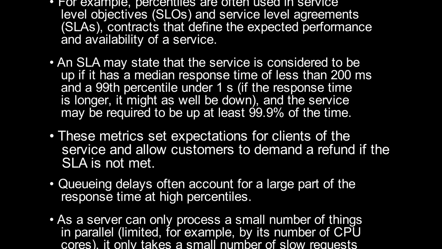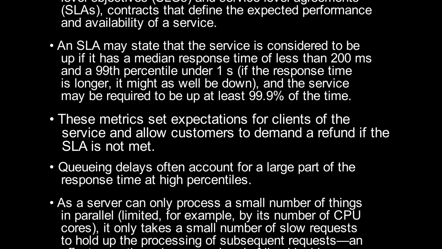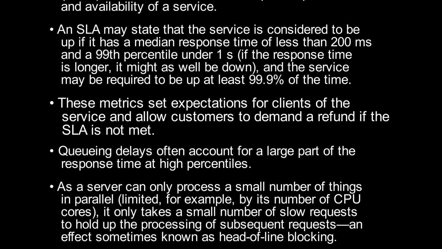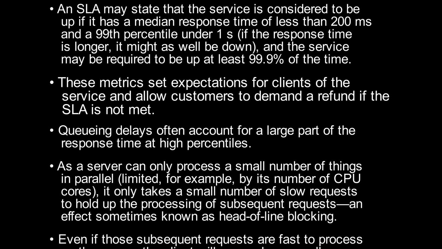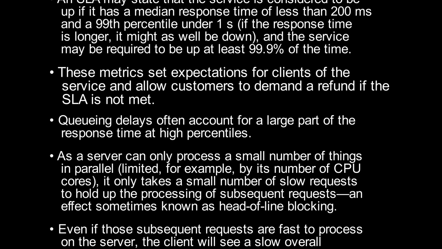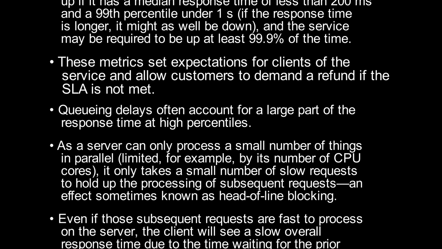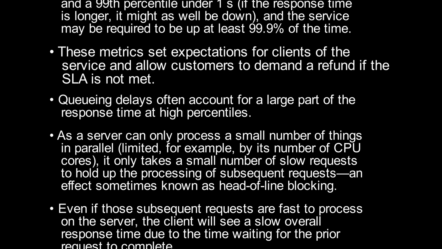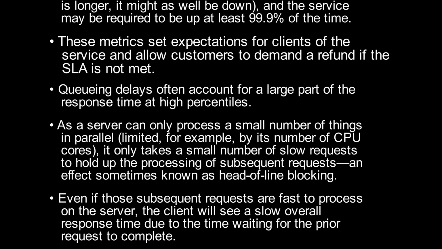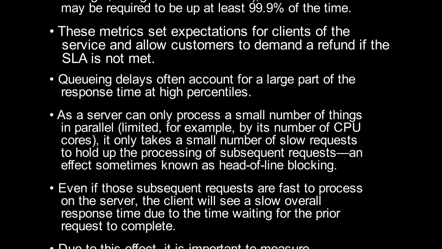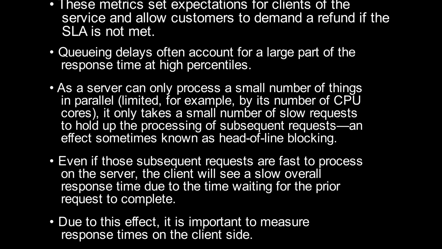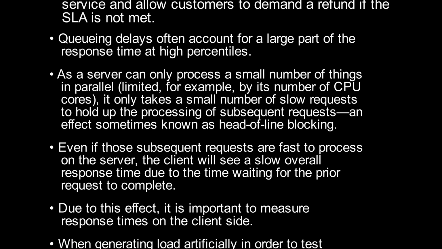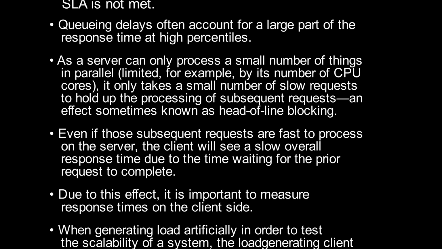Queuing delays often account for a large part of the response time at high percentiles, as a server can only process a small number of things in parallel, limited, for example, by its number of CPU cores. It only takes a small number of slow requests to hold up the processing of subsequent requests, an effect sometimes known as head-of-line blocking. Even if those subsequent requests are fast to process on the server, the client will see a slow overall response time due to the time waiting for the prior request to complete.